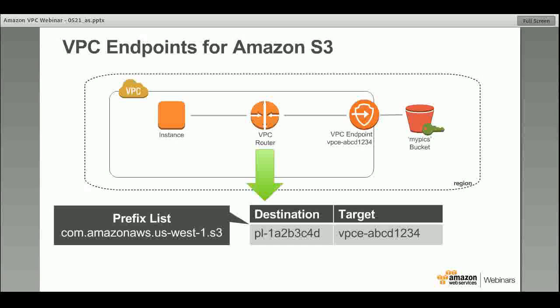In the VPC router in the routing table, you'll see that the destination now will be a prefix list. And so this prefix list is a list that refers specifically to Amazon S3. The prefix list is maintained automatically by AWS. So even as Amazon S3 adds additional IP prefixes that correspond with S3 endpoints, no changes are required to your routing table to continue accessing S3 as you do. And in this case, the destination will be the prefix list, and the target will be the VPC endpoint that I just created.